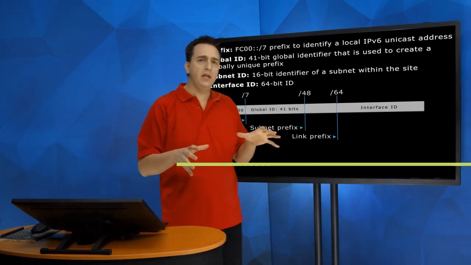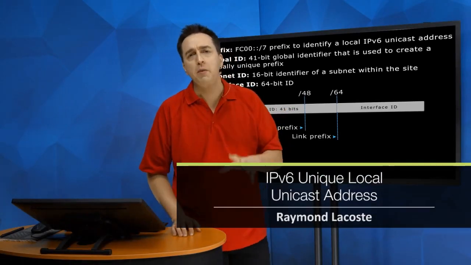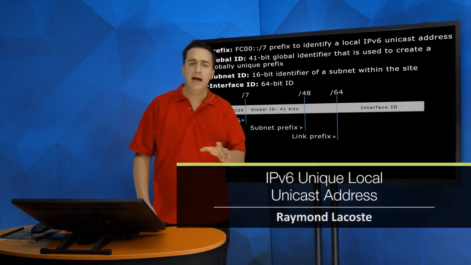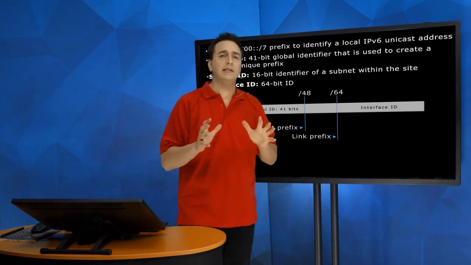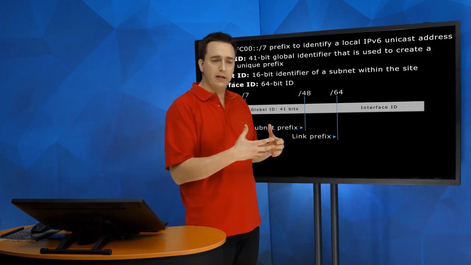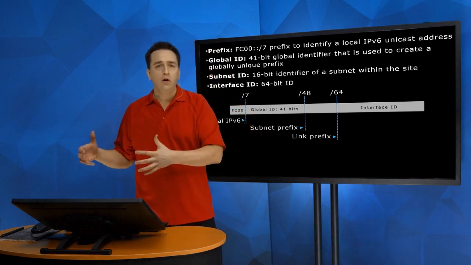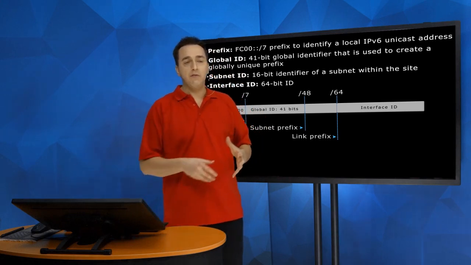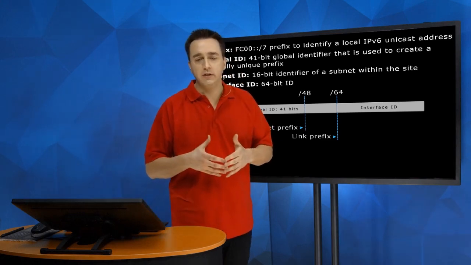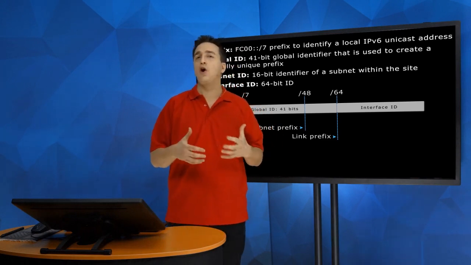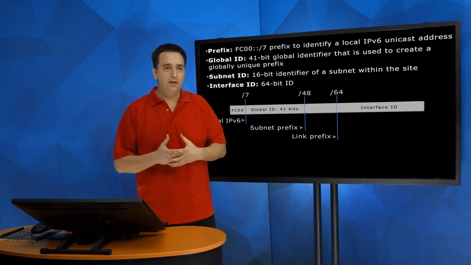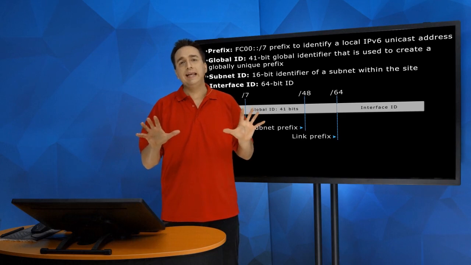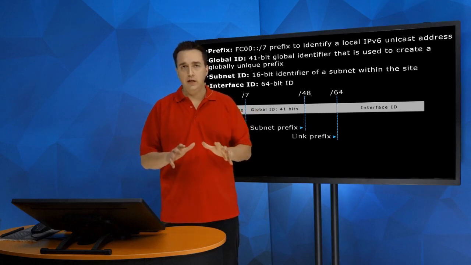Let's focus on the unique local IPv6 unicast option that we have. So going back to unicast addressing, we have global, which is routable on the internet. We have link local, which is not routable at all. And then we have our unique local unicast addressing, which is routable inside of our organization. All right. So what is the address range we're dealing with here?